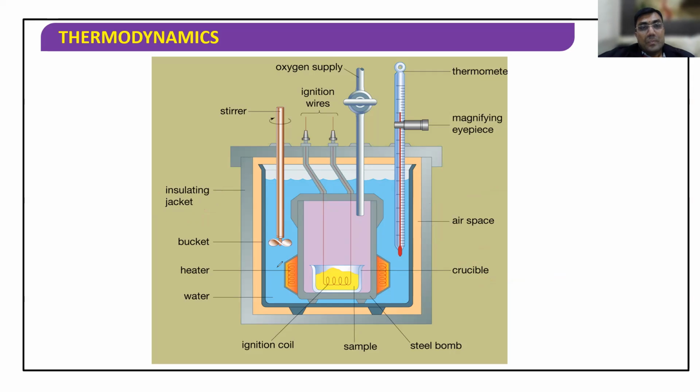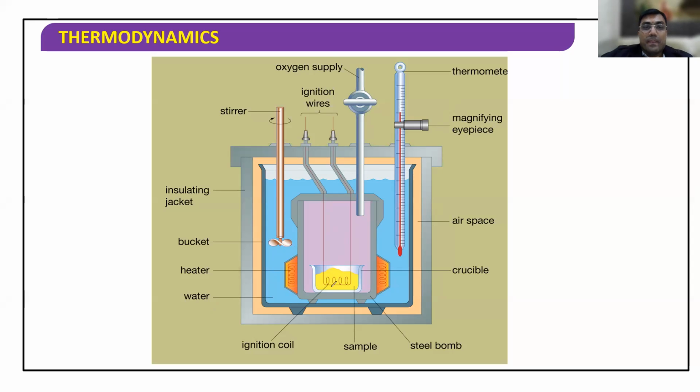Here, the blue stuff is water. Now, here air also will be there. This is the air space. Combustion means what? Air is required. And outside, this is a stirrer. And here, there is a thermometer.